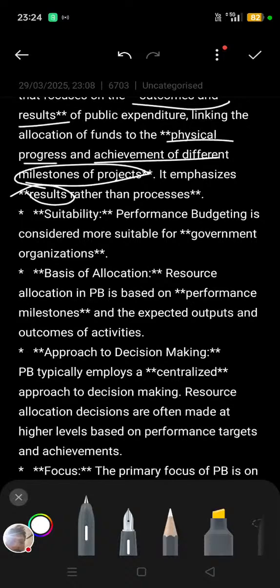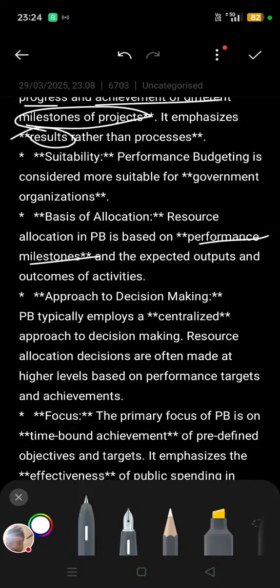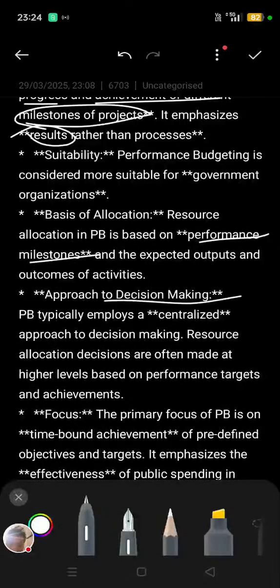The basis of allocation. Resource allocation in performance budgeting is based on performance milestones and the expected outcomes of activity. Then approach of decision making. The performance budget typically employs a centralized approach to decision making. Resource allocation decisions are often made at higher levels based on performance targets and achievement.